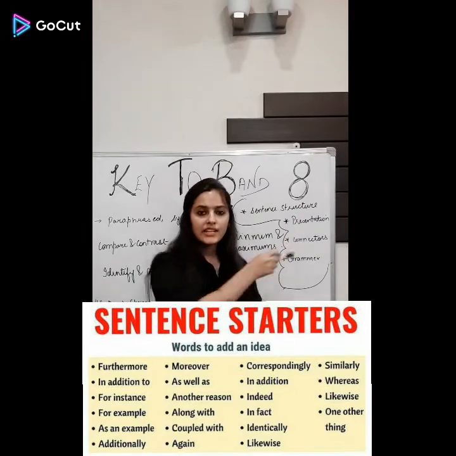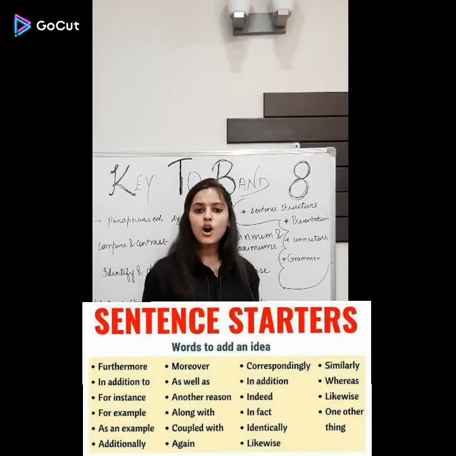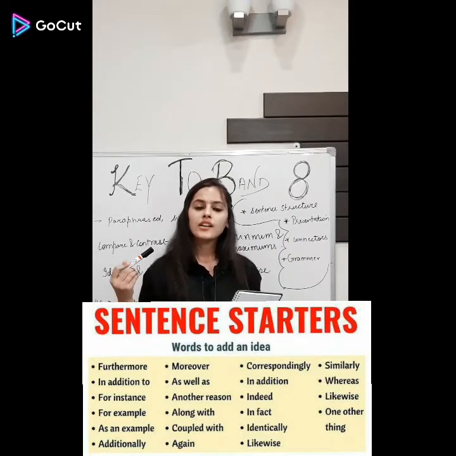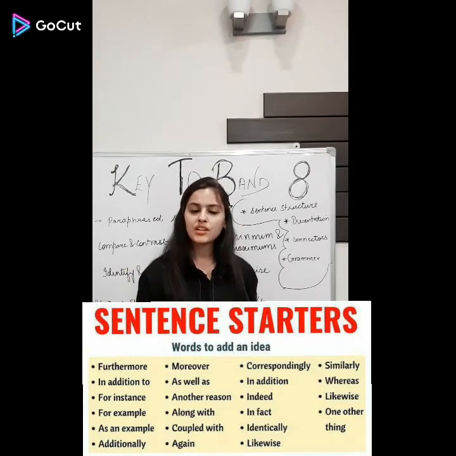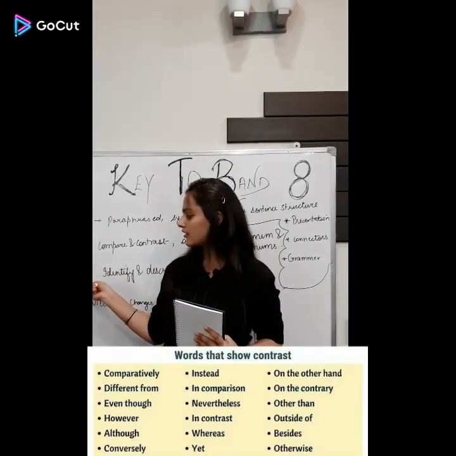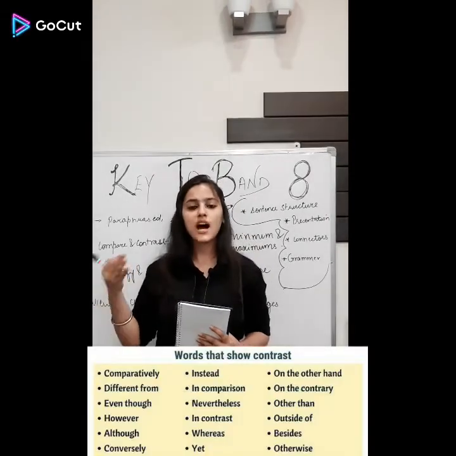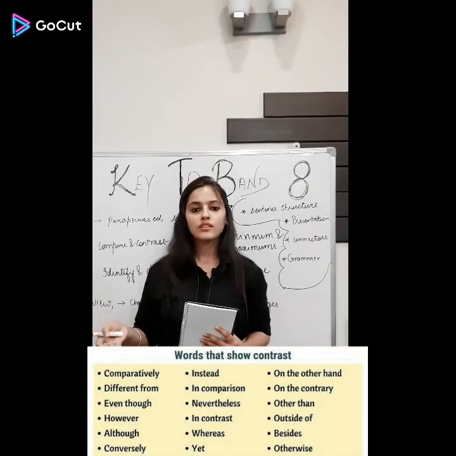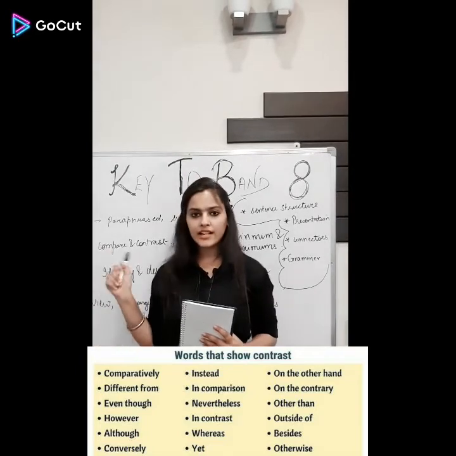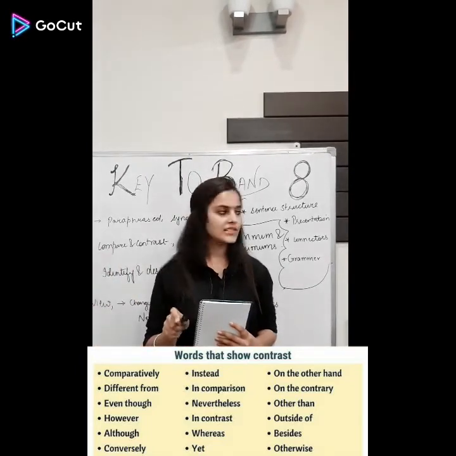Now is connectors. The connectors list I have displayed on the screen. Like additional connectors, that is moreover, in addition, when you have to link the information, right? And when you have to contrast, for contrast you can use however, right, or contrastly. So these are connectors you can see on the screen also.